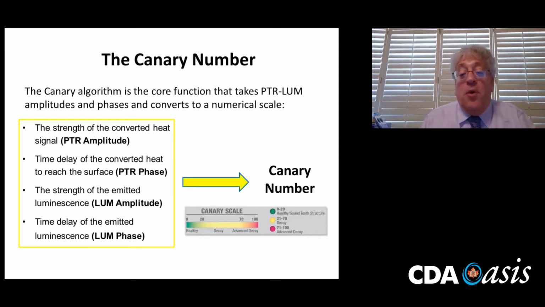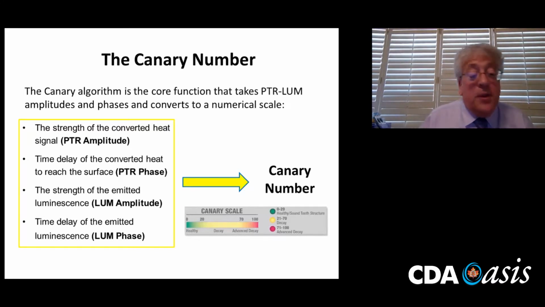And we've done some work, and we've now converted those 4 signals into what's called a Canary number, which gives you a scale of 0, which is healthy, to 20. And then 21 to 70 means there is something doing. There's been a breakdown or change in the crystal structure of the tooth. And above 70, there's a very large defect lying at the surface or below the surface. And that's how Canary works.